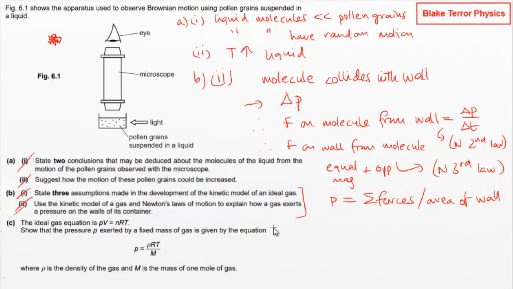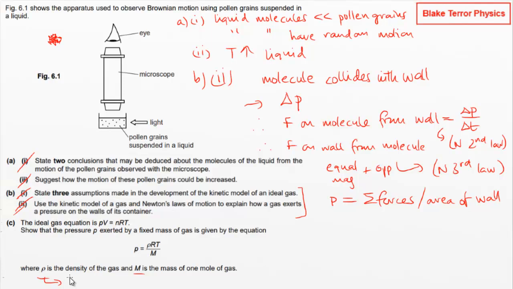Part C: the ideal gas equation PV equals nRT. Show that the pressure P exerted by a fixed mass of gas is given by that equation, where ρ is the density of the gas and M is the mass of 1 mole of a gas. Okay, so let's write out, we clearly want to get in these 2 things here. So let's say what they are.